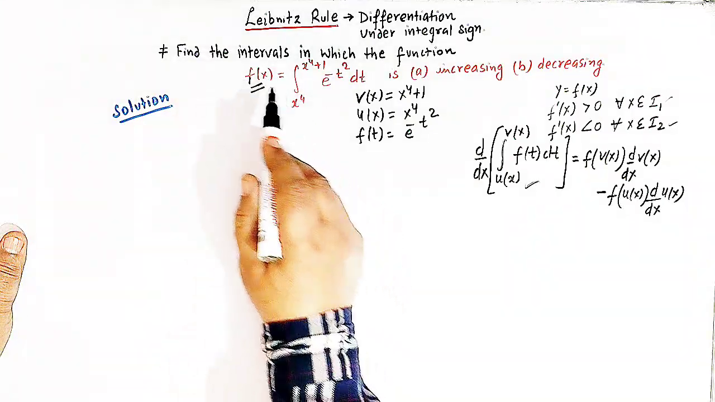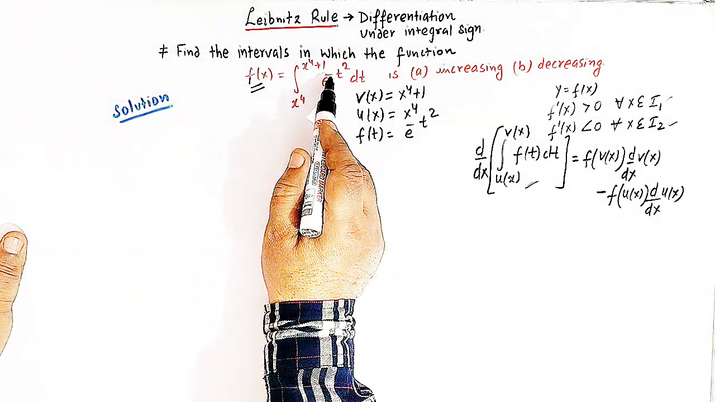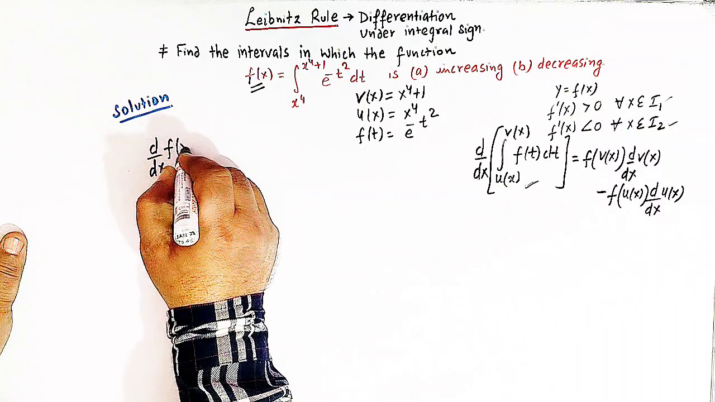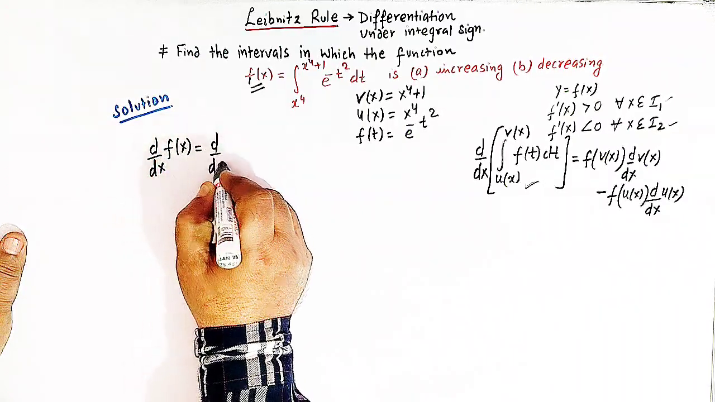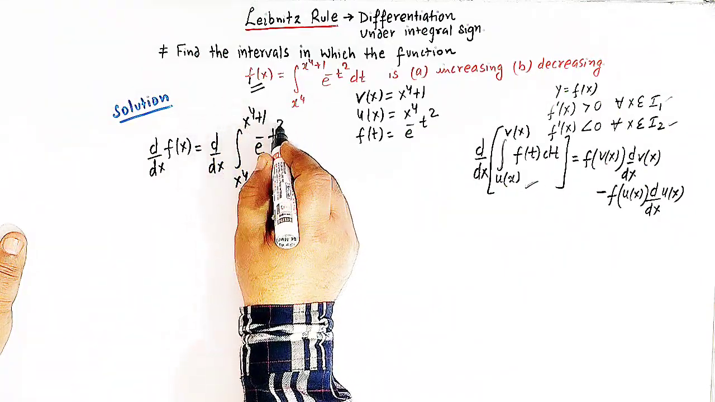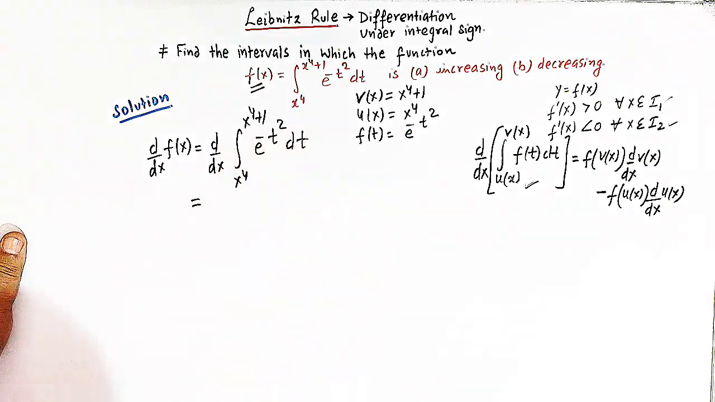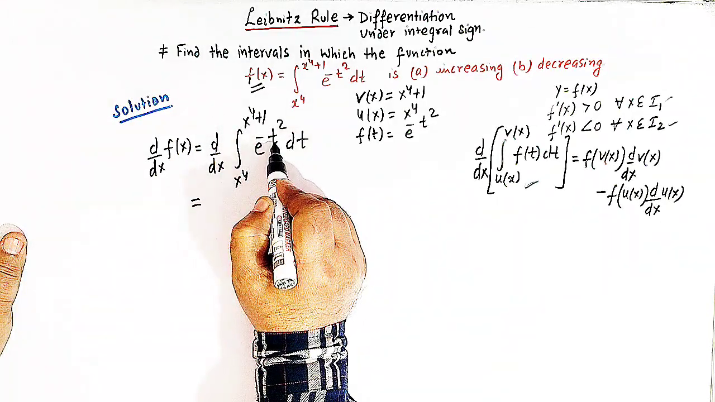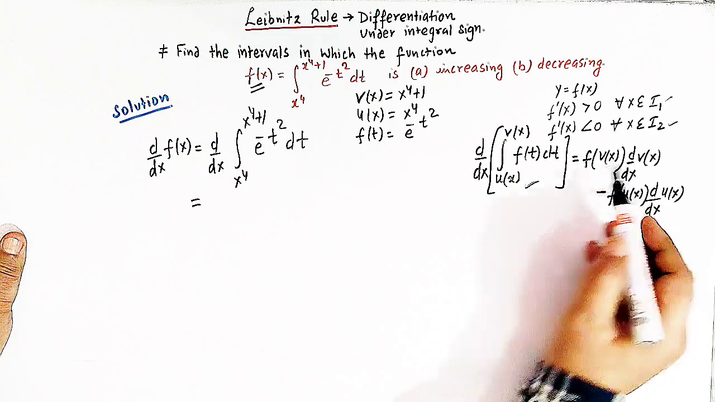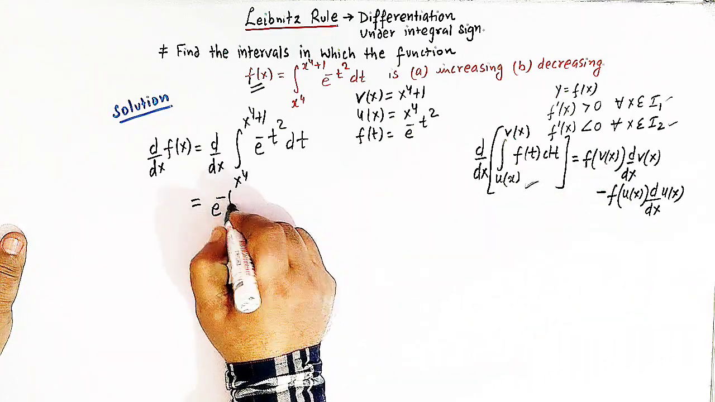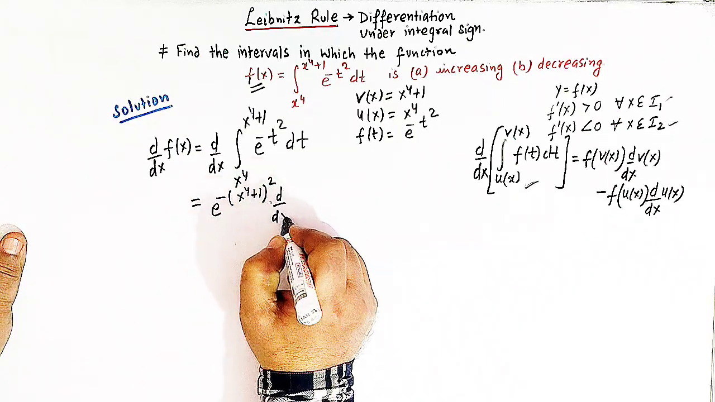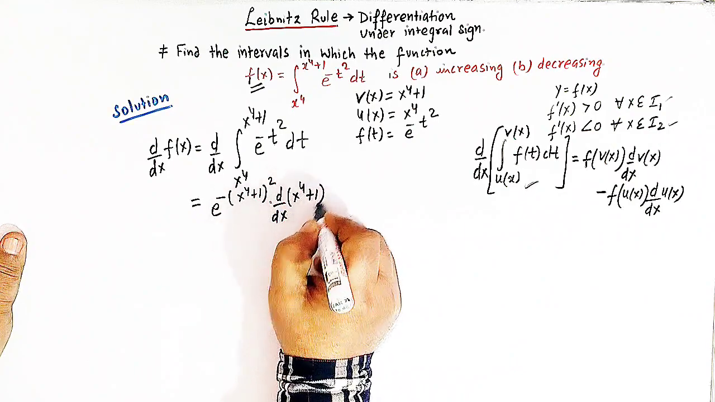So now when we find out the derivative of this integral with respect to x, we have d by dx of f of x, that is d by dx of the integral from x raised to 4 to x raised to 4 plus 1 of e raised to minus t square dt, right? So first we'll replace this t by x raised to 4 plus 1 due to this result, right? So we have e raised to minus x raised to 4 plus 1 square, and then we have the derivative of x raised to 4 plus 1, right?